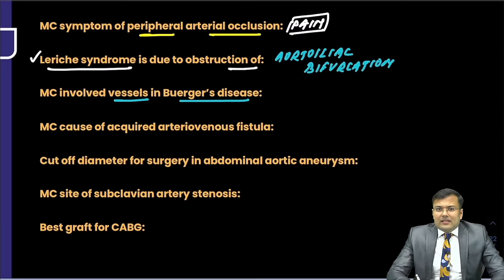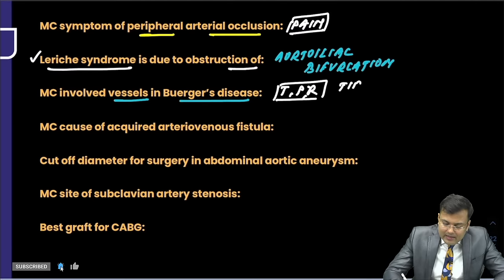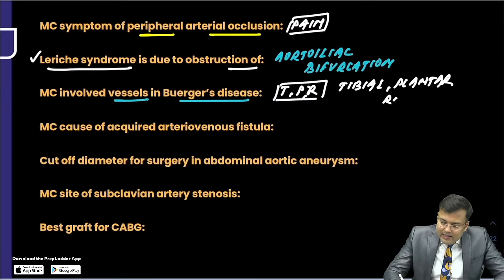Next, most common involved vessel in Buerger disease. Obviously, medium-sized and small vessels. What is the mnemonic? TPR. The vessels are tibial, plantar, radial. Very good.